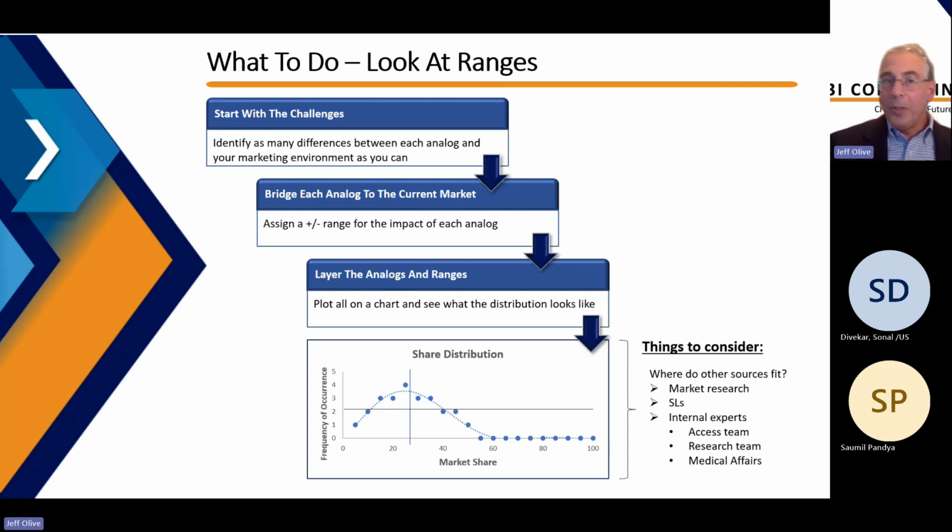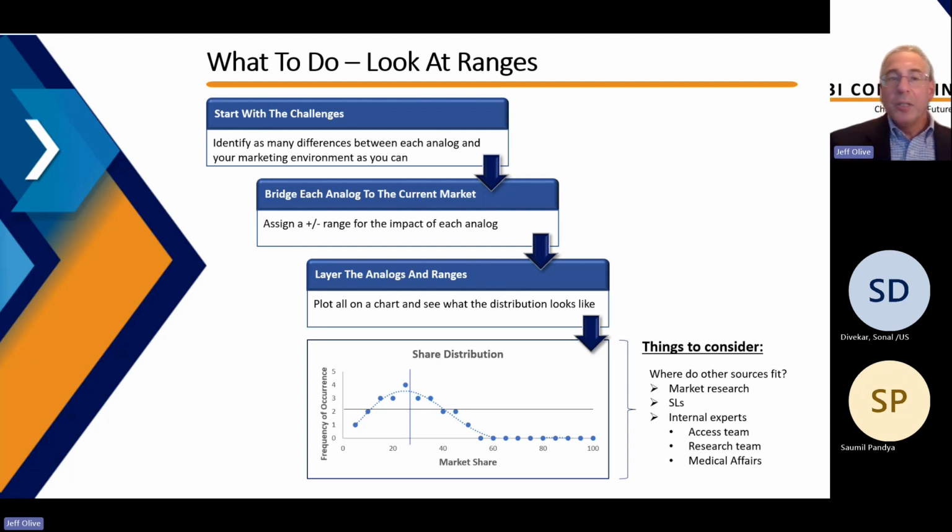Once you've done all of that, you can plot those ranges on a nice 2x2 grid, which again, they're simple and everybody likes, they're easy to communicate. We have market share on the bottom axis and the frequency of occurrence on the y-axis. It's essentially a histogram of sorts. And what you're trying to do with this is say, well, where is the range? What's the realm of possibility? And in this illustrative example, the realm of possibility is anywhere from, say, a 5 or 10 share to maybe a 50 or 60 share.